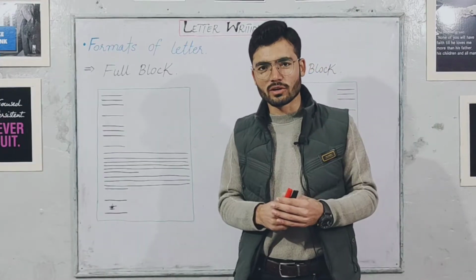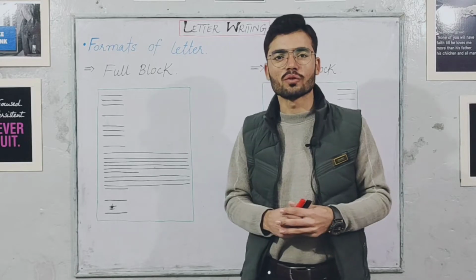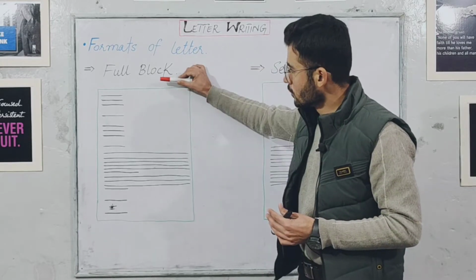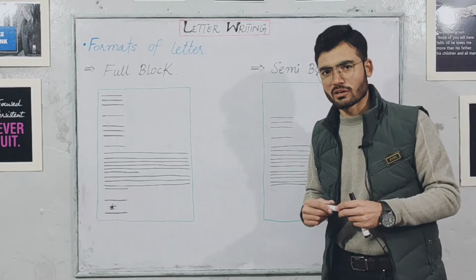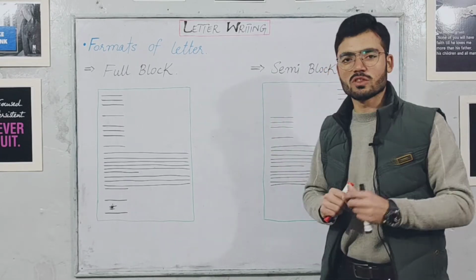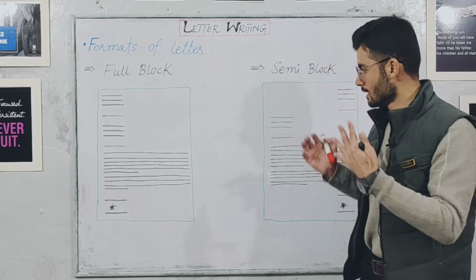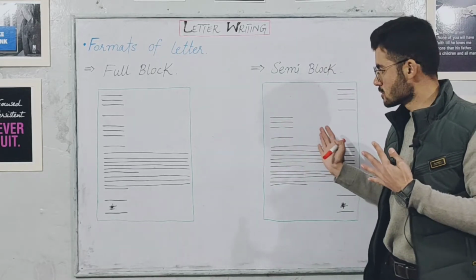After the types of letter writing, we have the formats of letter. So full block and semi block. These are the two formats of letter writing. Now, what is the difference between the full block and the semi block? That's clearly seen in these two graphs.